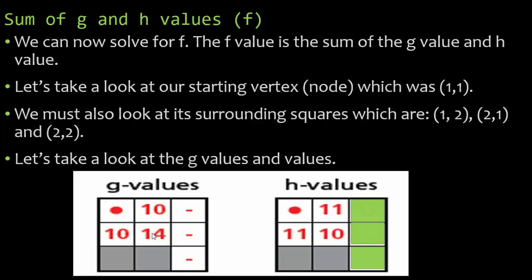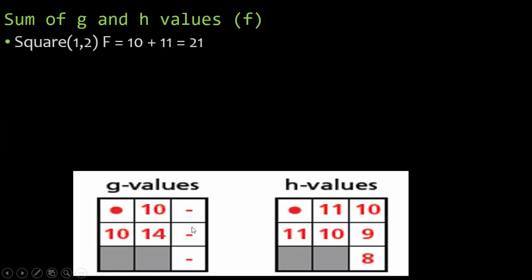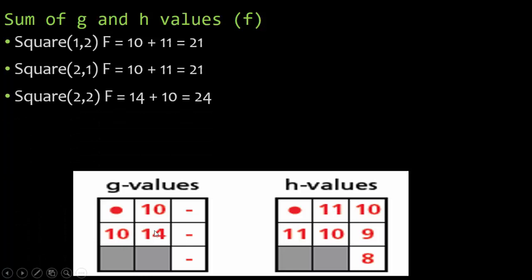So we look at the H values. Now what we've done here is not a new graph. We've zoomed in on the upper left part of the graph, looking at the first 9 squares, the first 3 by 3 squares. So now all we need to do is add some values. Square 1, 2, that is 10, plus the H value, which is 11, that gives us 21. Square 2, 1, 10 plus 11, that gives us 21. And then square 2, 2, which is our G, 14, plus H, which is 10, which is 24.